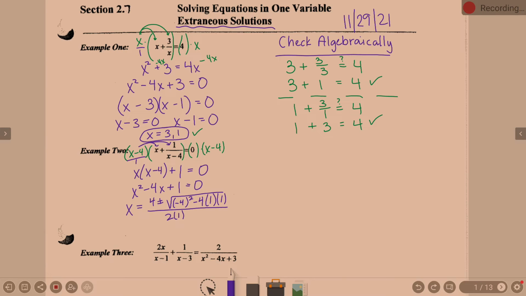Okay, clean it up. I don't know if I can squeeze that in there or not. We'll try. 4 plus or minus the square root of, remember negative 4 squared, don't let your calculator tell you that's negative. Negative 4 squared is going to be 16 minus 4 times 1 times 1. So 16 minus 4 is 12, all over 2. So I have 4 plus or minus the square root of 12 all over 2. But we're going to keep going with that a little bit because my answer key is not going to have that.